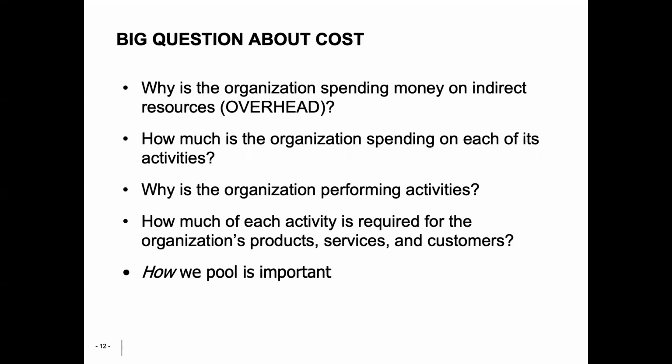So the big question about cost is, why is the organization spending money on indirect resources that are the overhead? We need to ask this question to be able to really understand how these costs might be distributed across customers. How much is the organization spending on each of its activities? Why is the organization performing these activities for specific customers or for specific products? How much of each activity is required for the organization's products, services, and customers? And finally, how do we pool these costs? It's very important. So all these questions need to be answered.